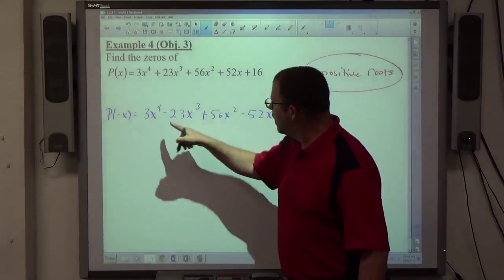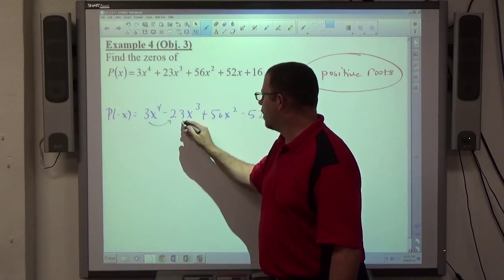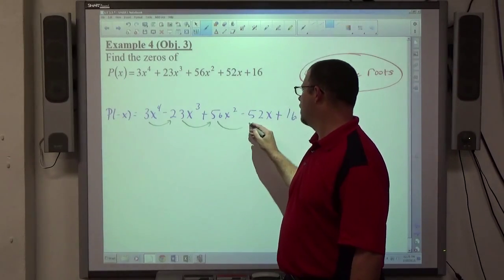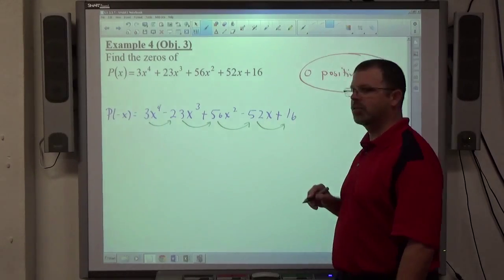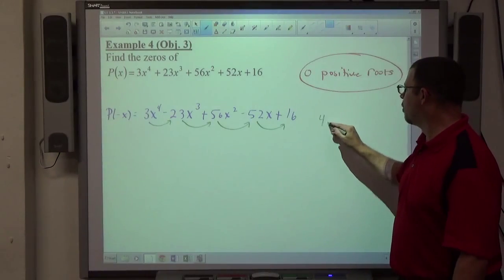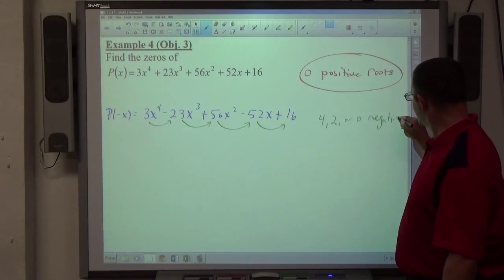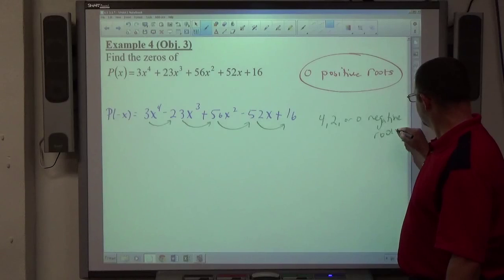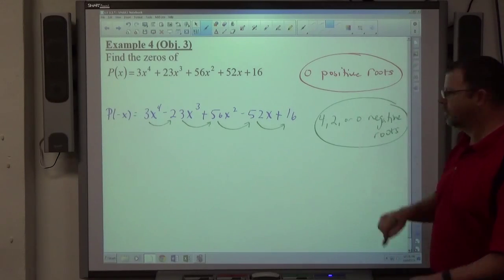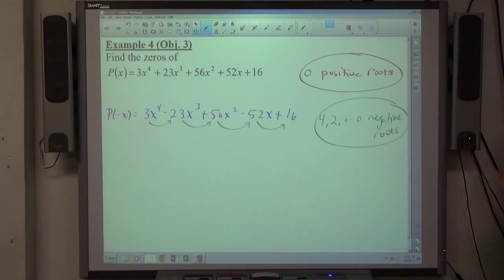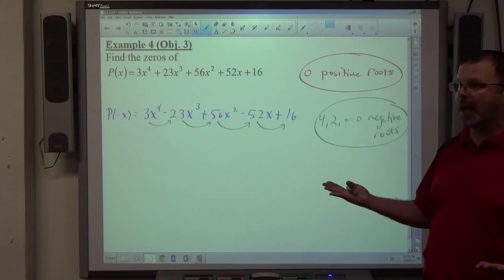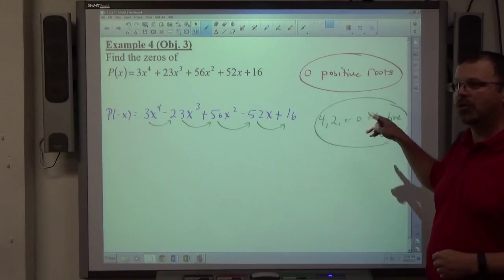Looking at p of negative x, plus changes to minus, that's 1. Minus changes to plus is 2. Plus changes to minus, 3. Minus to plus, 4. So there are 4 sign changes, which means there are either 4, 2, or 0 negative roots. All right? So I can see right off the bat that if there are any rational roots whatsoever, they've got to be negative because there are no positive answers. The roots could be imaginary, I can't tell that, but at least I know if there are any roots at all, they're going to be negative.